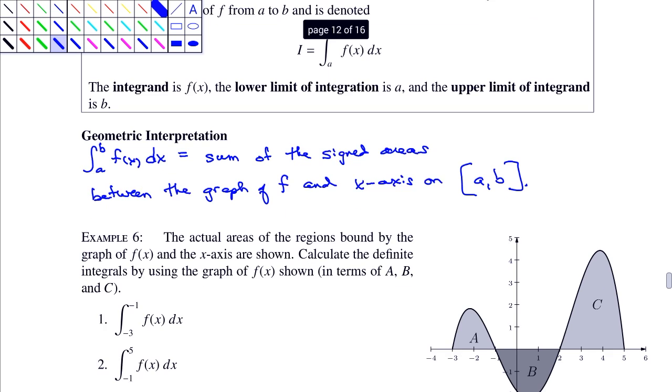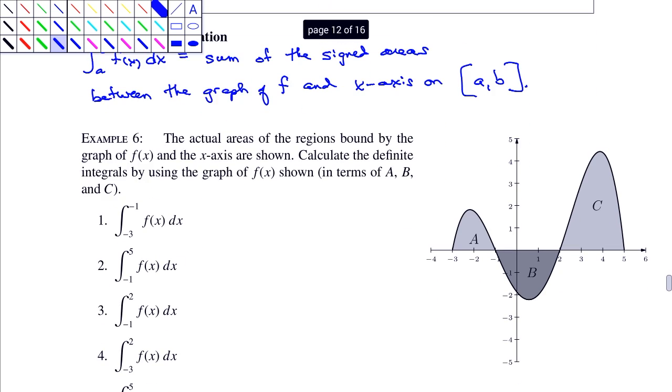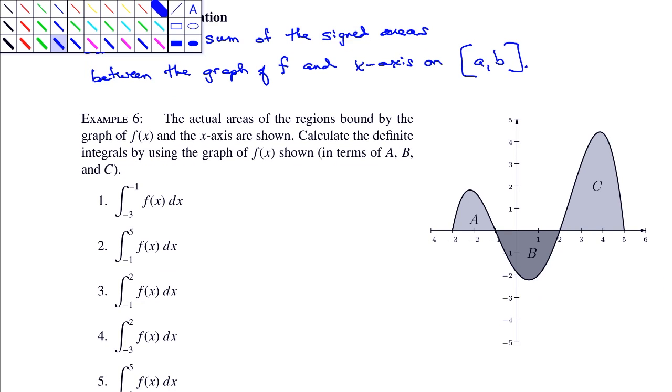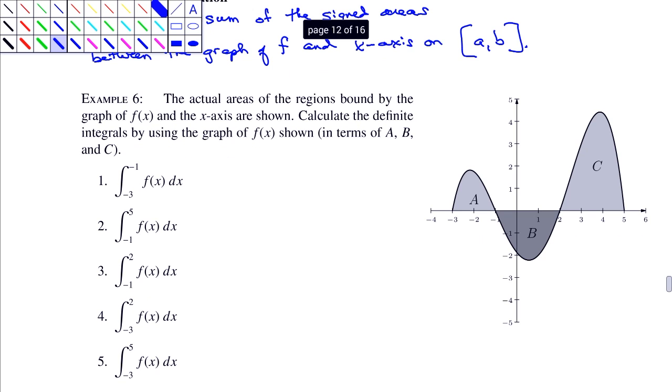All right. So here's an example that explains all this. Example 6. The actual areas of these regions are shown. So the actual area here is A, the actual area is B, and the actual area is C, if these were just geometric things someplace else. Now, when we take integration and integrate these regions, well, then we could get some other things. So let me show you.